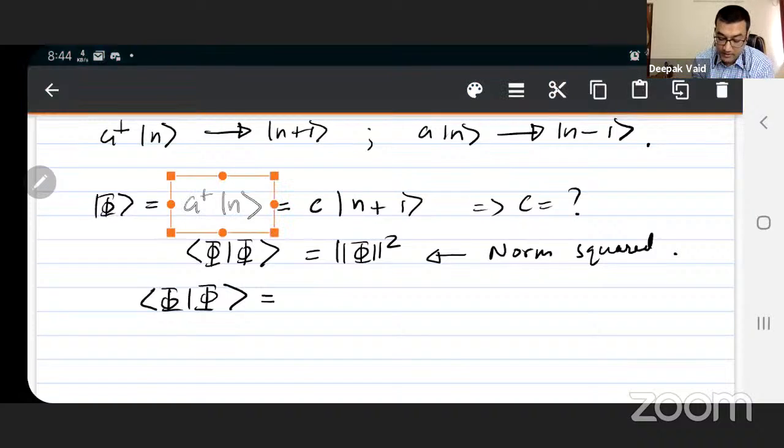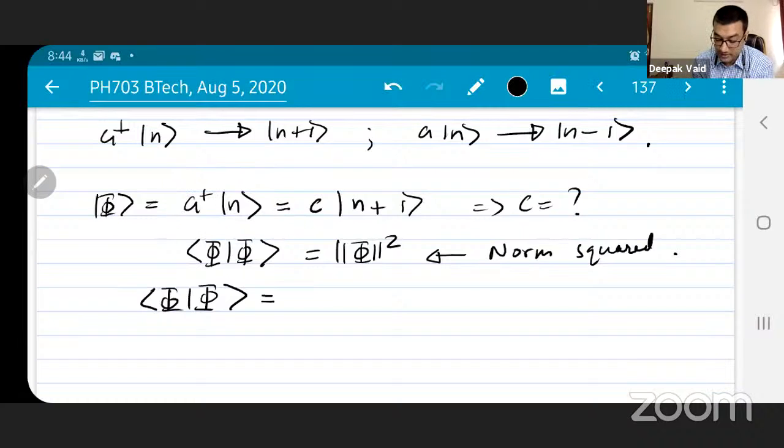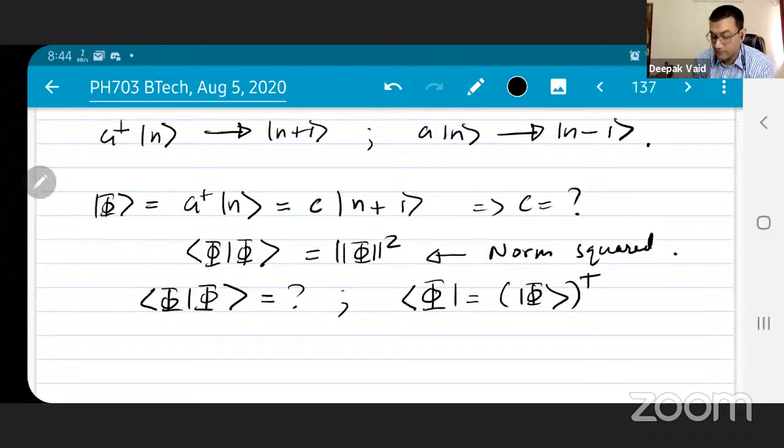So I have to take the bra vector of this expression, A dagger |n⟩. The bra vector, if you remember, is the Hermitian conjugate of the ket vector. And in this case, our ket vector is A dagger |n⟩. Using the rules of Hermitian conjugation, we know that this can be written as bra n times A.